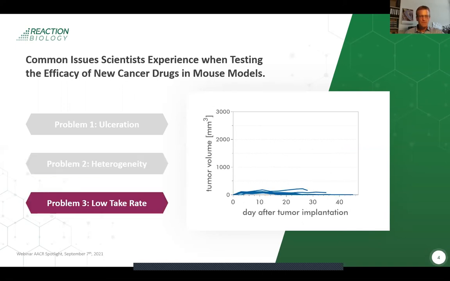The next most common issue many scientists face is that the cell line they would like to use for in vivo studies does not grow well. As you see here in this graph, the tumor growth doesn't take off. This is particularly frustrating if there is a cell line that checks all of your requirements in regards of target expression and potency, and that you may have used extensively in your cell-based studies.